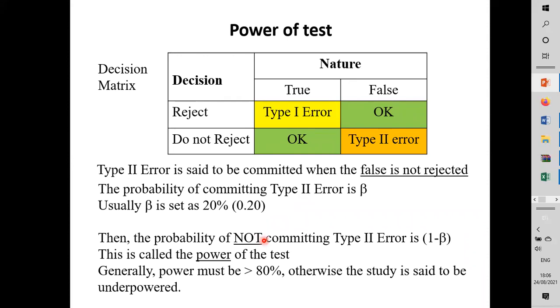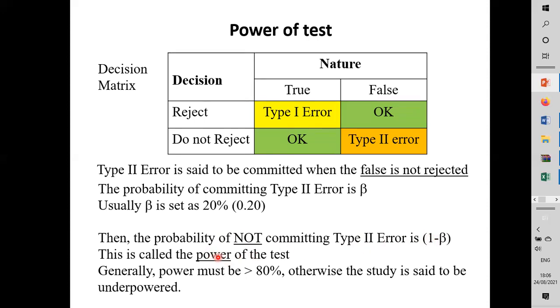We set this at 20%, then 1 minus beta must be 80%, right? Set this less than 20%, then 1 minus beta must be more than 80%. That's what we want in any study. That's called the power of the test. Somebody asks you how powerful is a test. We say, my test is 90% powerful, means what? Your probability of not committing error is 90%, right? It's more than 80%. Yes.